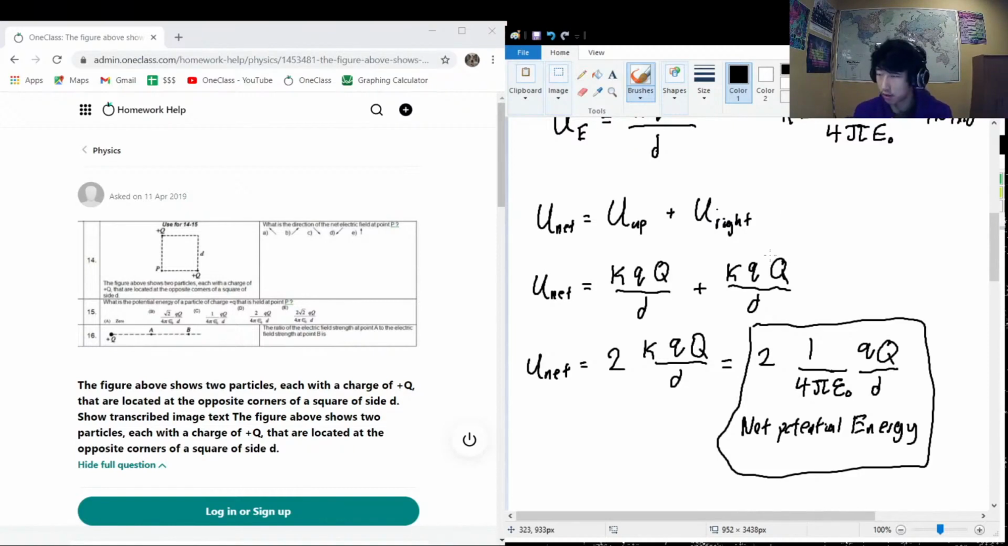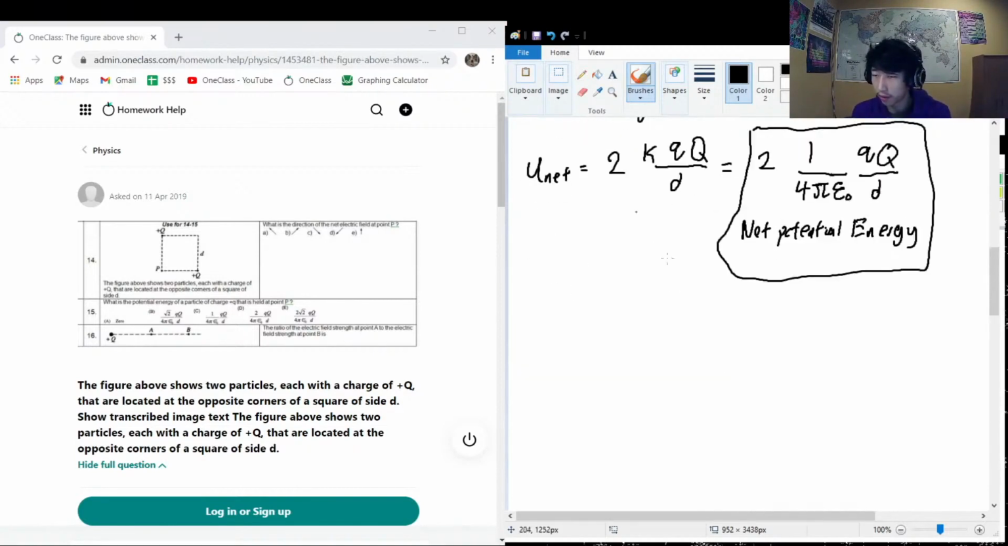Awesome. So we can move on to the third part of this question. The third part of this question, we got a line, and it's asking us, what is the ratio of the electric field strength at point A to the electric field strength at point B? Okay, so I'm going to make the assumption that B seems to be twice as long as A.